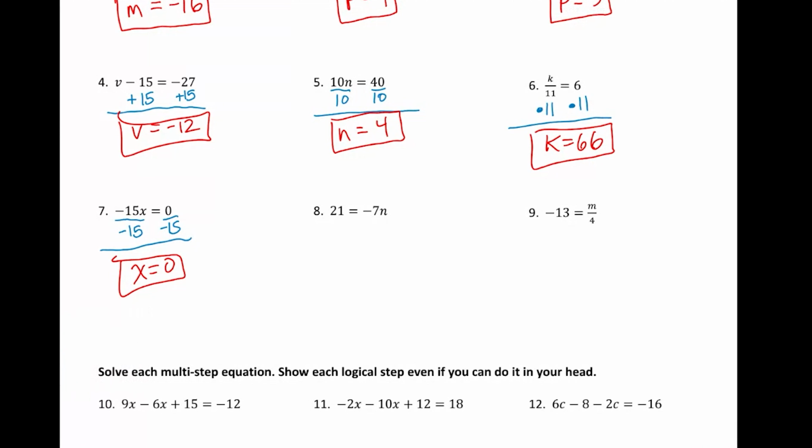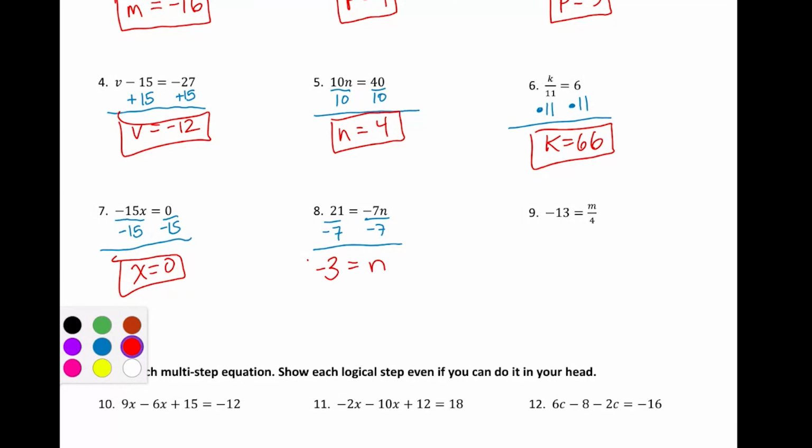Number 8 says 21 equals negative 7 times n. So just like with the last one, we're going to want to divide both sides by negative 7. We do end up with our variable on the right-hand side, but that really isn't a problem. It's okay. Normally I like to get it on the left-hand side, but if it's just over on the right, you could just leave it there.